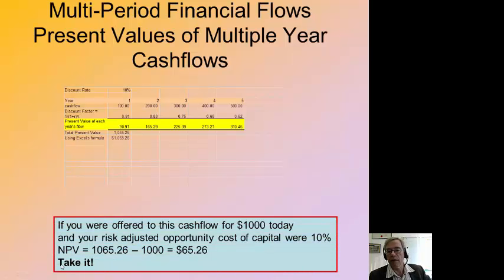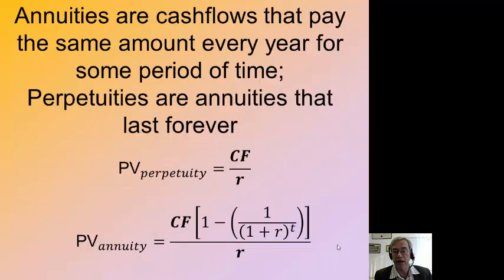And if I were offered this cash flow for $1,000 today and the risk-adjusted opportunity cost of capital were the discount rate that I used of 10%, the net present value would be $1,065.26 minus $1,000, or $65.26, and one would take it.